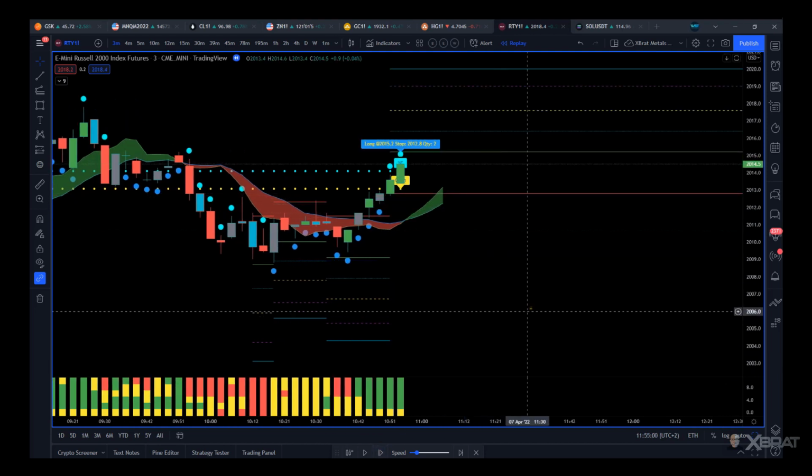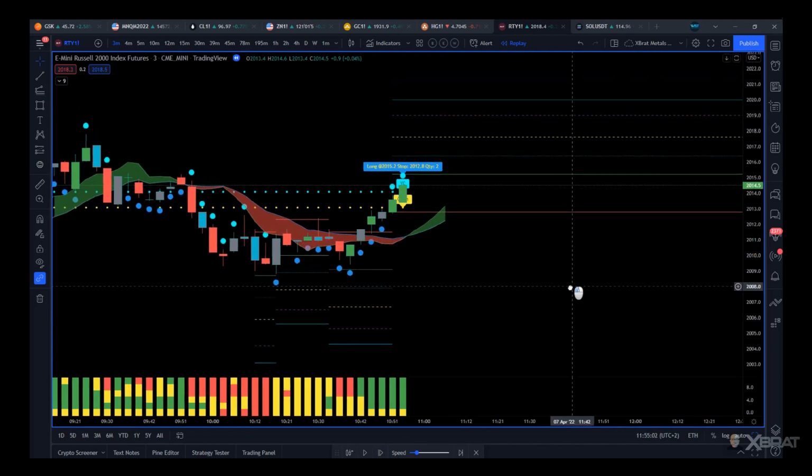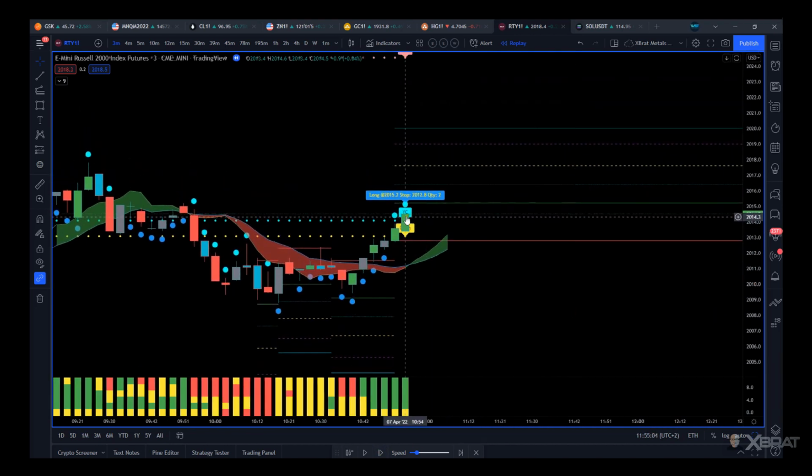Let's go through. Now we get a bullish signal. This is the bullish candle here that gives us the signal. That's the entry long. Look down at the bias heat map. We're 5 out of 6.